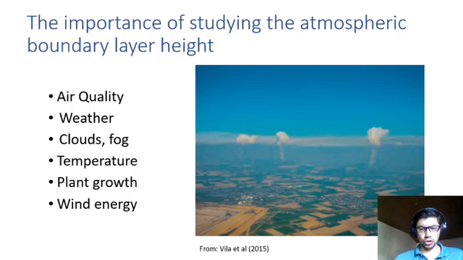Well, the boundary layer controls the air quality, and as you can see in this picture, a high boundary layer, or a tall boundary layer, dilutes pollutants, whereas a shorter boundary layer would increase the concentration of those pollutants at the surface. The boundary layer also is very important to determine the weather, the formation of clouds and fog, and the temperature we experience, but also very importantly, it has important effects on plant growth and on the generation of wind energy.